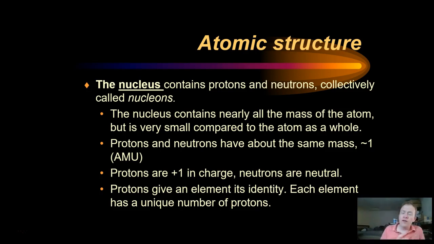Protons and neutrons have about the same mass, which is about 1 AMU. We're going to talk about that AMU stuff a little bit later, but just know they have about the same mass. Protons have a positive 1 charge, but neutrons are neutral. It is protons that give an element its identity. Each element has a unique number of protons.